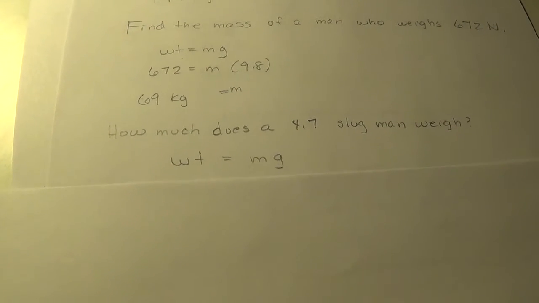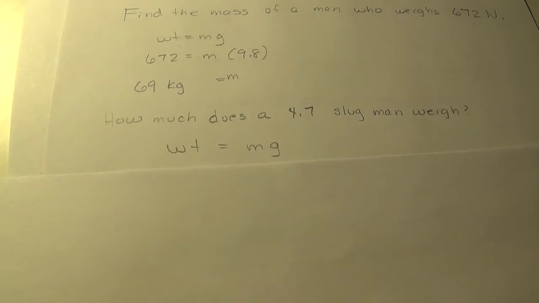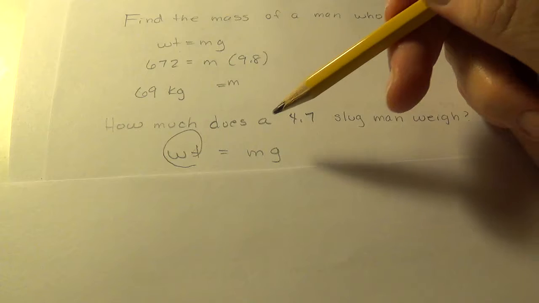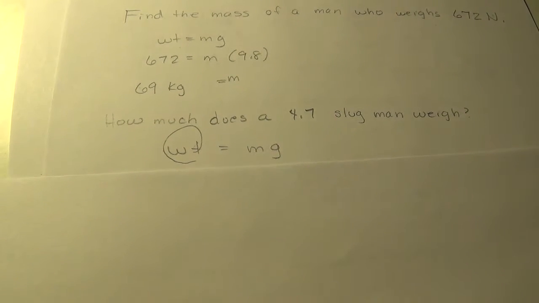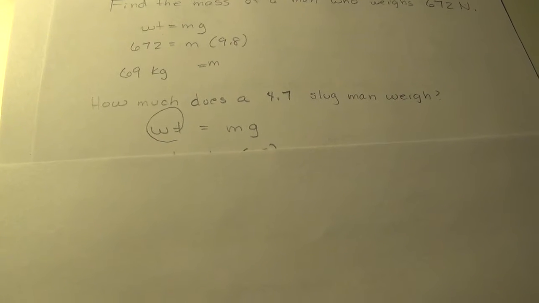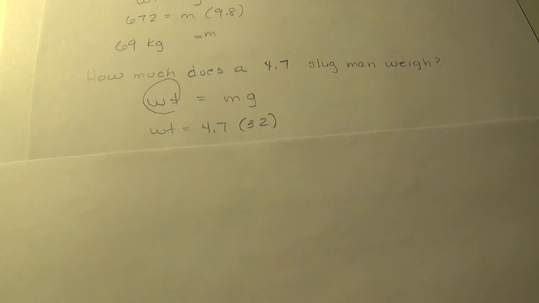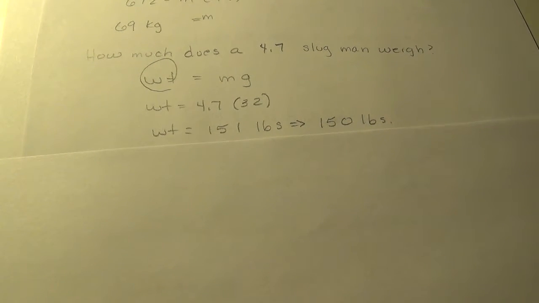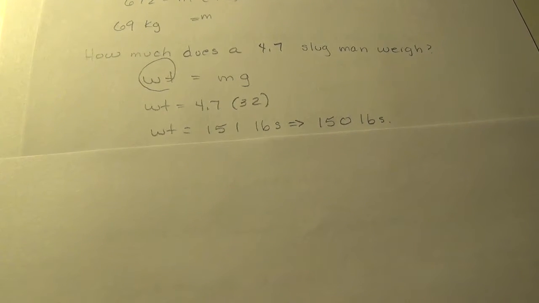This time I'm looking for his weight, and I know his mass and g. So his mass is 4.7, and g is the gravitational constant, and that's 32. And I'm going to get weight is 151 pounds, with sig figs, 150 pounds.